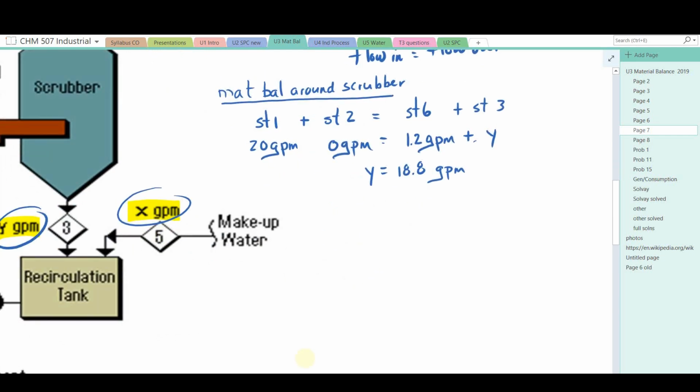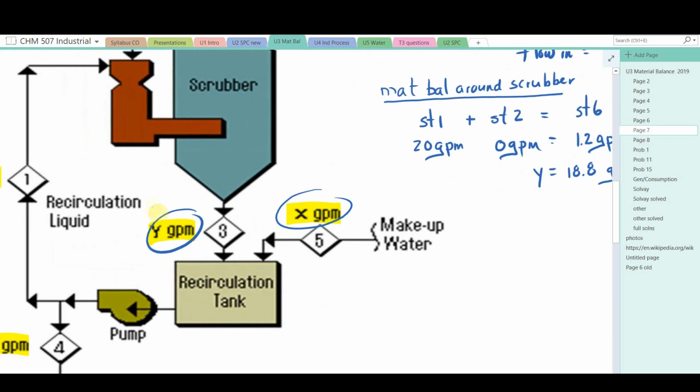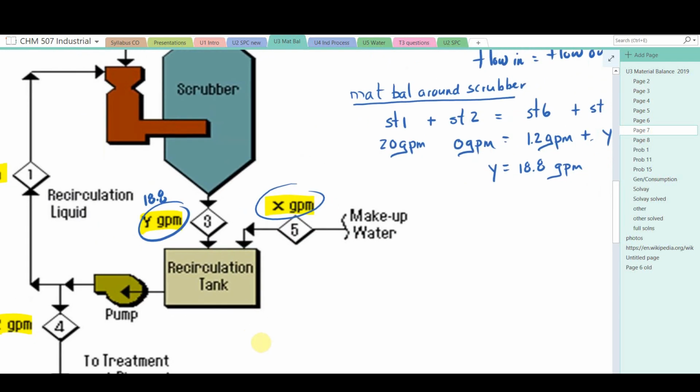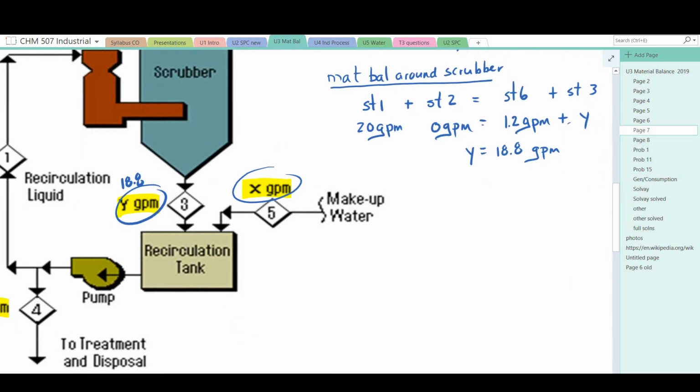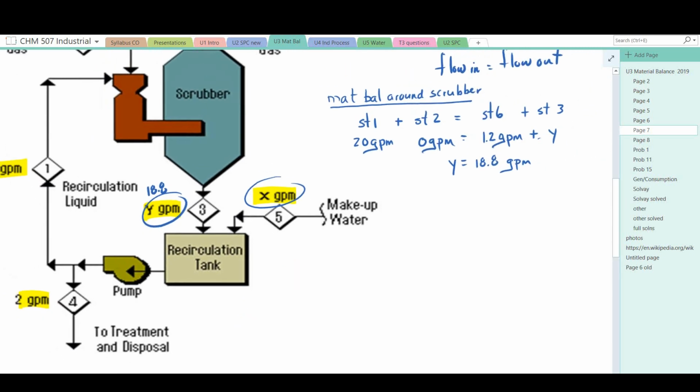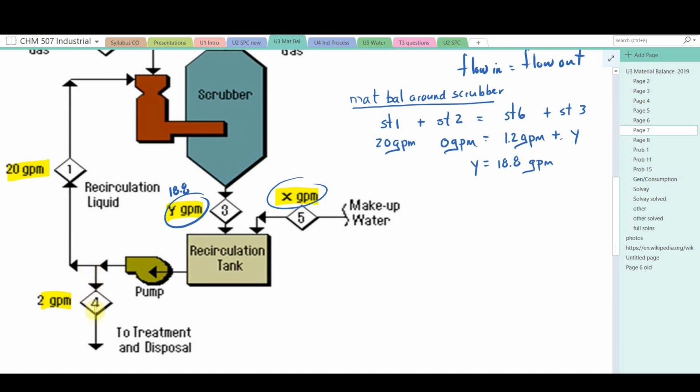So now I can add that to my system here. This is 18.8 gallons per minute. Now we're also asked to solve for x, so we could do a material balance around the circulation tank. So what comes in is what goes out. What's coming into the circulation tank? We got stream 5 coming in and stream 3 coming in. What's going out? Well, this stream, and how much is that? It looks like it'll be the sum of these two. It's the sum of stream 4 plus stream 1.